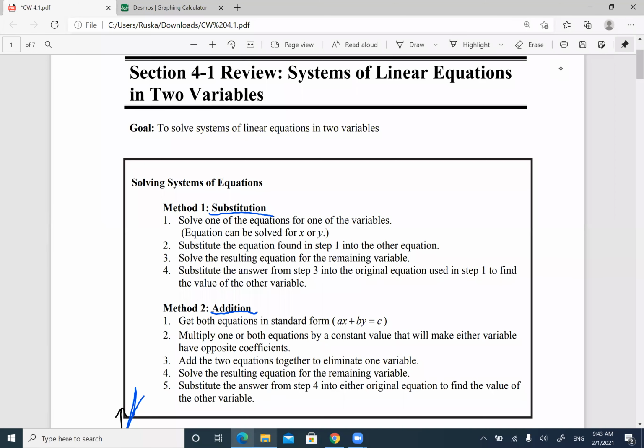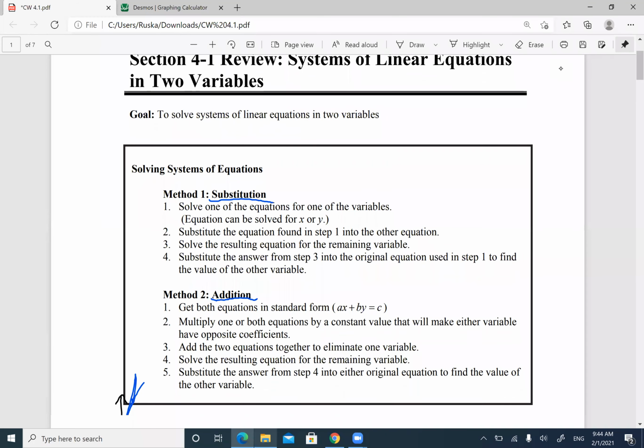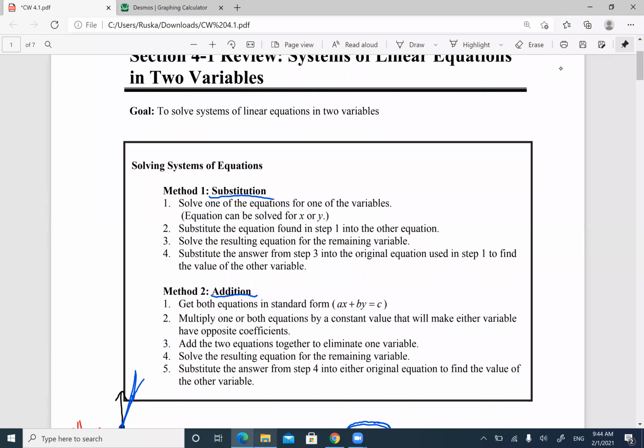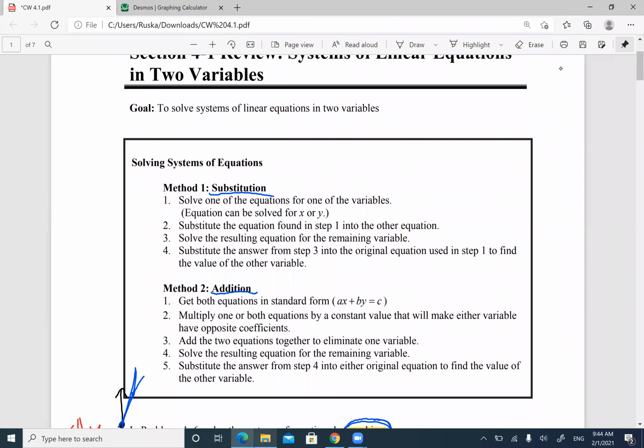Okay, so this is the algebraic solutions of systems of linear equations. Here we're actually going to solve the system of equations. What we did so far was graph it and then find the solution. So these are the two methods I'm going to go over: one of them is substitution and the other one is the addition method.